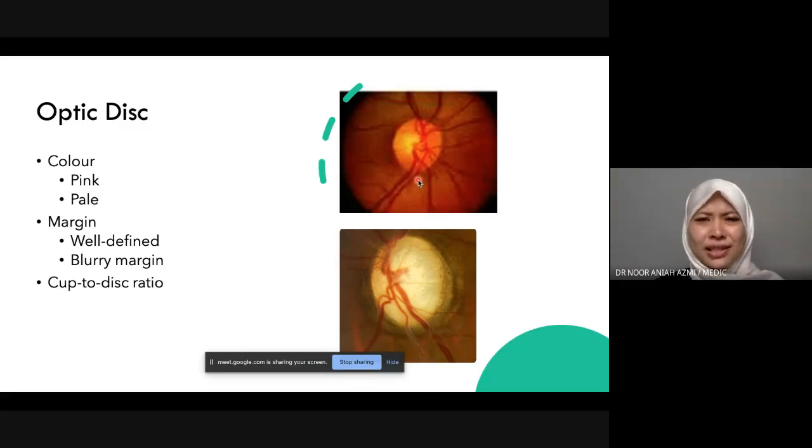Yeah, I know you're thinking that's not pink, that is orange. I think my doctor is here, she'll be arguing with me saying it's not pink. Yes, but it's just a term that like this one is a normal optic disc, so it is pink.